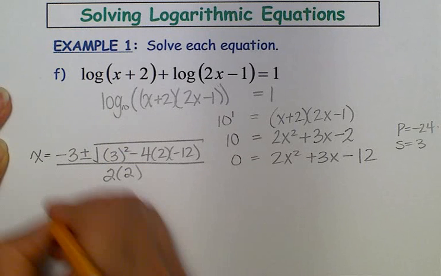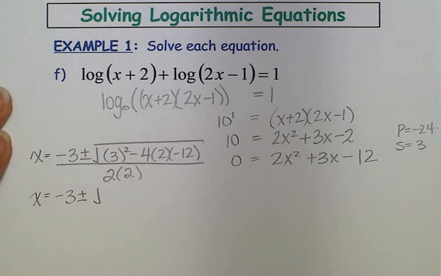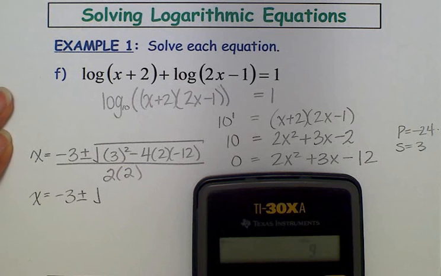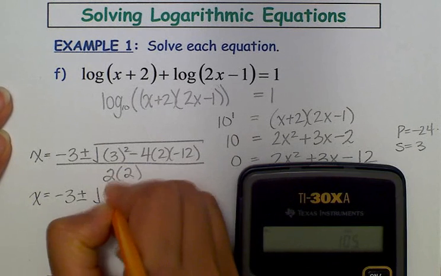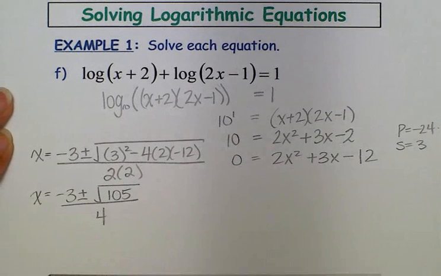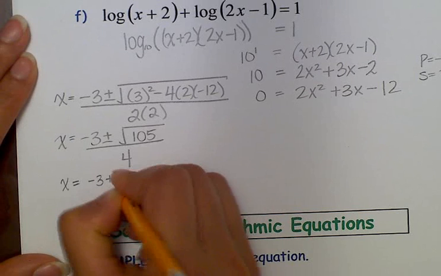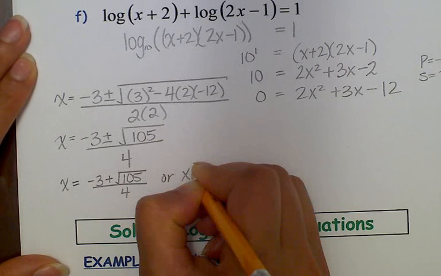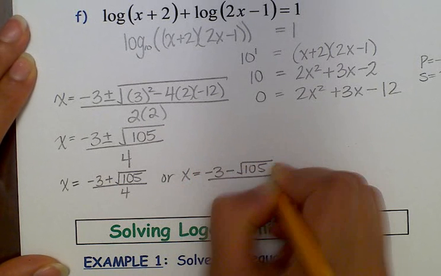And so I get x equals negative 3 plus or minus the square root of, we'll do this on the calculator quickly, so 9 minus 4 times 2 times 12, and you get the square root of 105 over 4. And so that means x equals negative 3 plus the square root of 105 over 4, or x equals negative 3 minus the square root of 105 divided by 4.